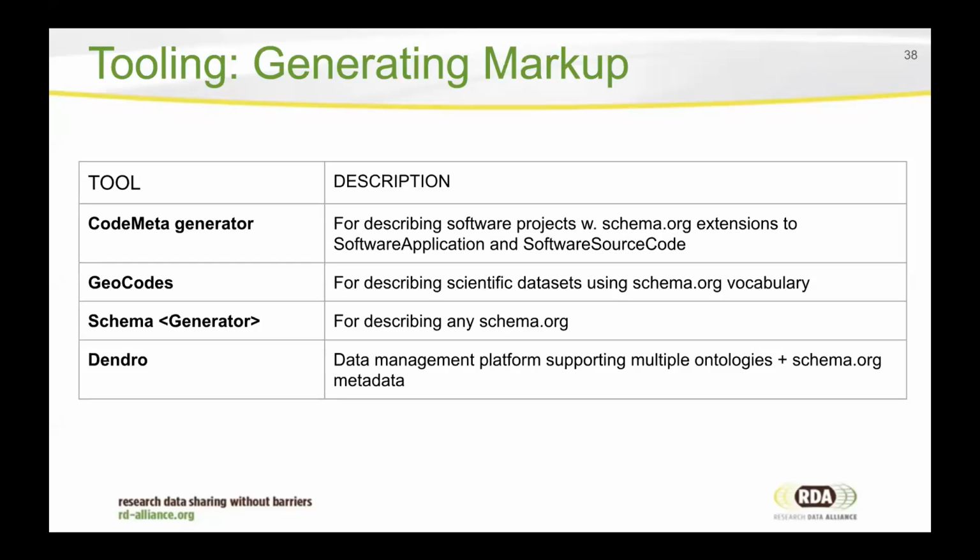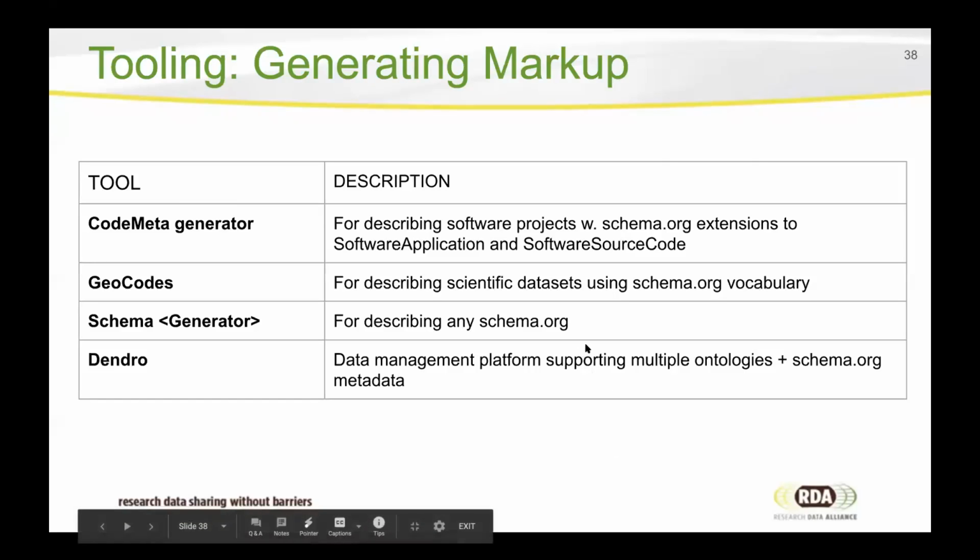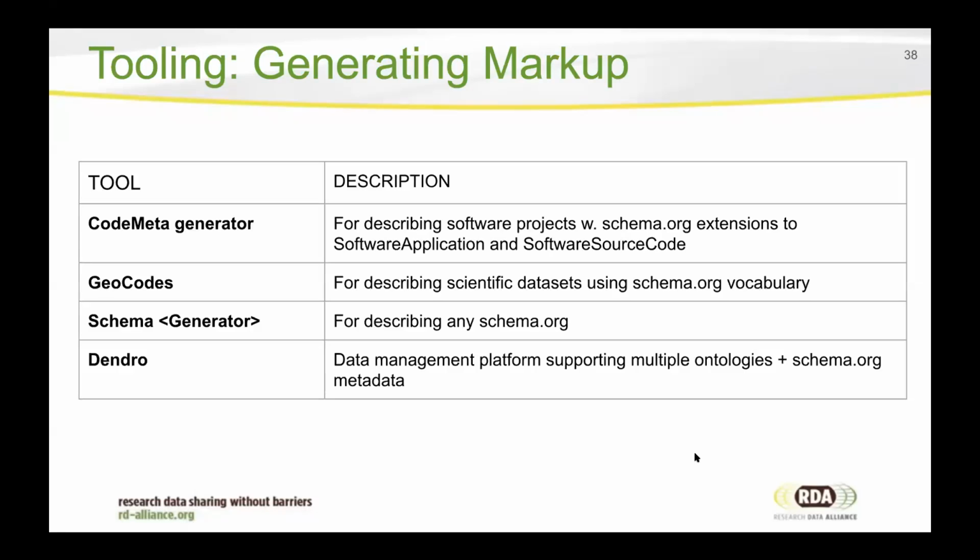And then finally, this other product that I'm not terribly familiar with called Dendro, which seems like more of a data management platform for managing and describing data sets. And this tool sort of has support for multiple ontologies for describing that. And so when you enter a data set, or upload a data set rather, into Dendro, you get prompted to fill out some metadata fields, and based on what you fill out, it can publish out some schema.org metadata.